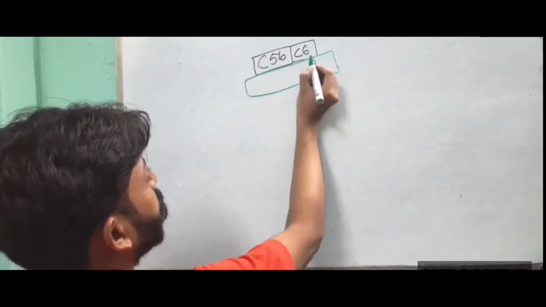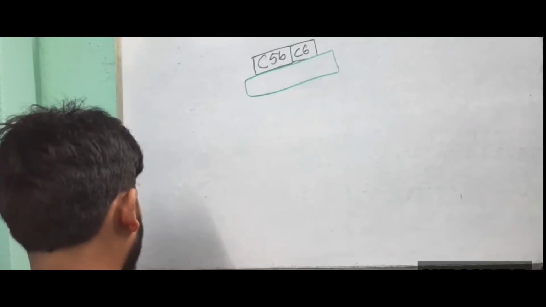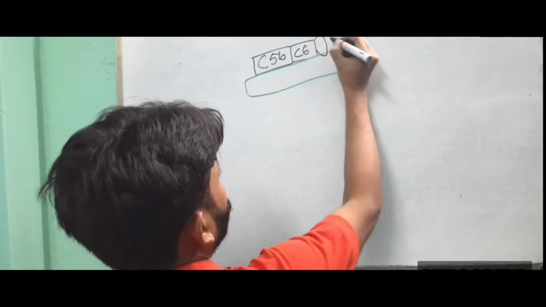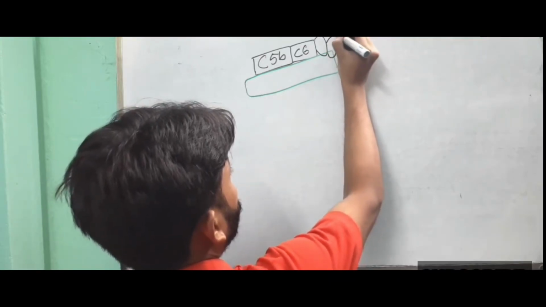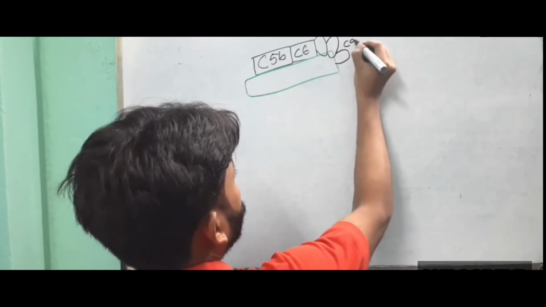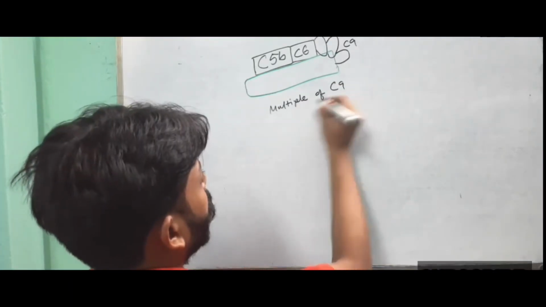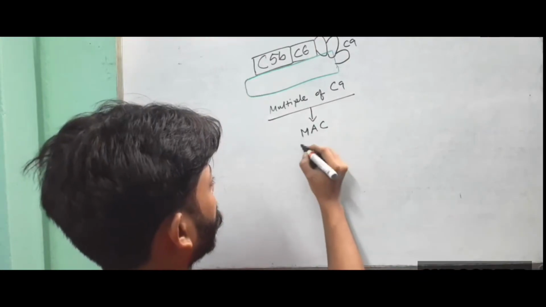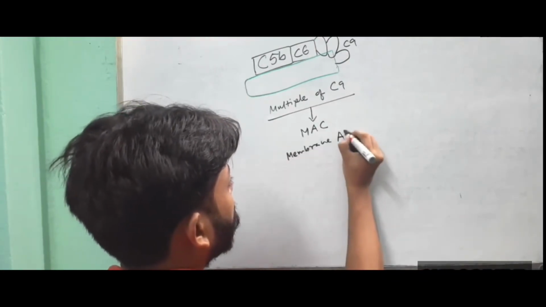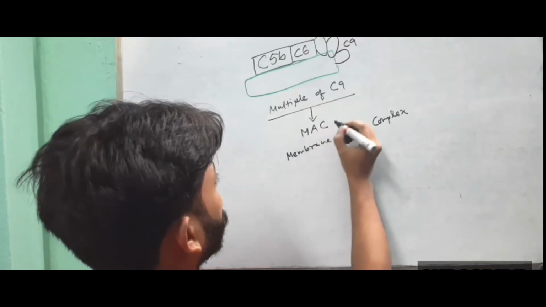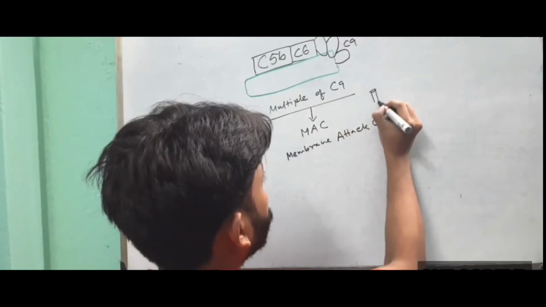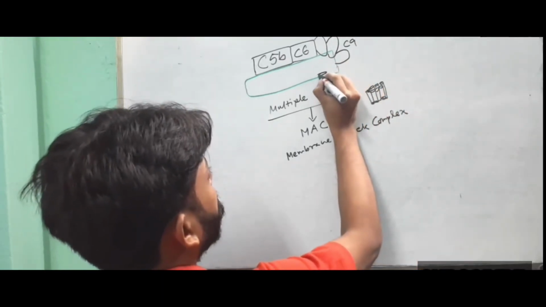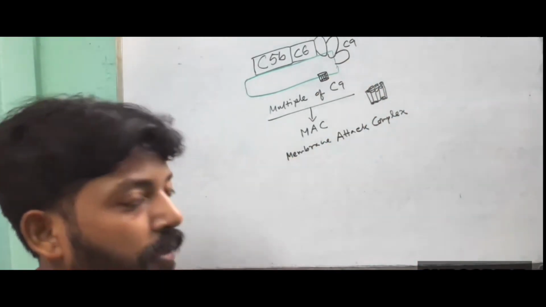Now this protein complex can bind with the bacteria, and after binding, C7 is recruited. After C7, C8 is recruited, and then C9 is recruited, and multiple C9 proteins form a molecule called MAC, that means membrane attack complex. This MAC is actually made up of many C9 proteins that form a pore-like structure in the bacteria, and by this the bacteria die.